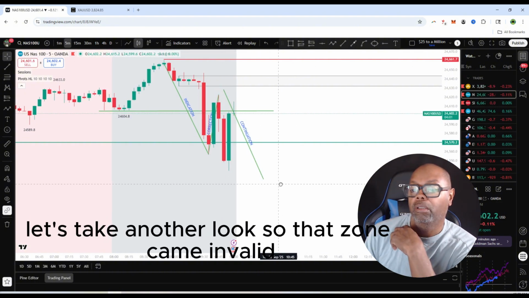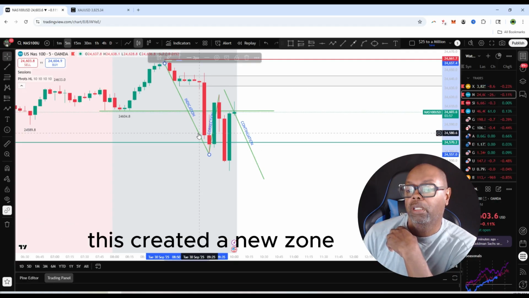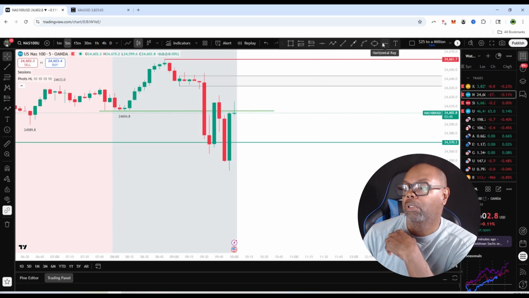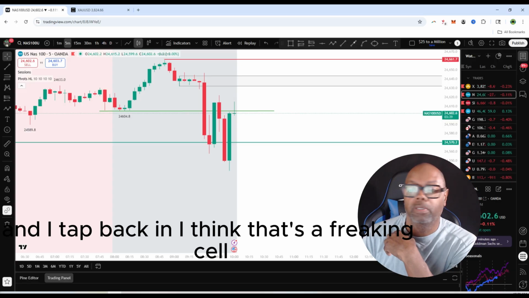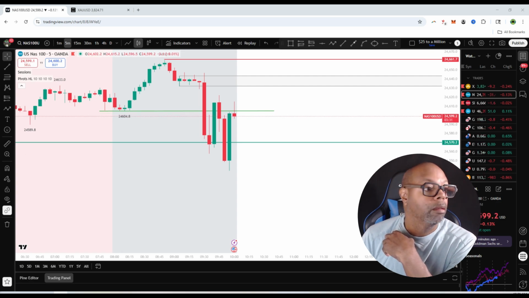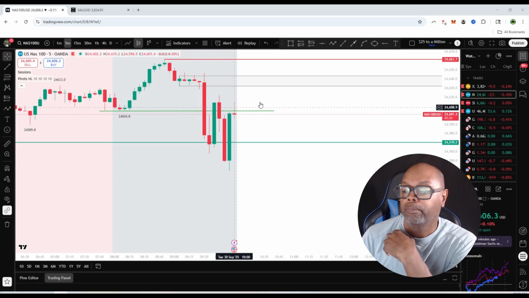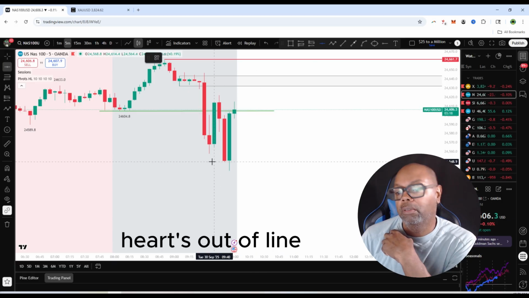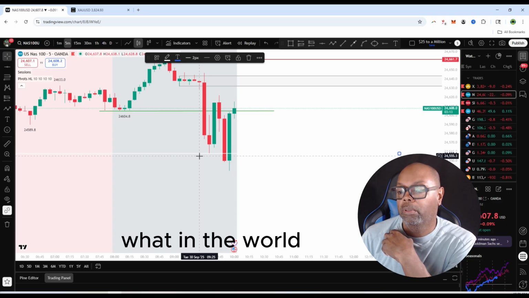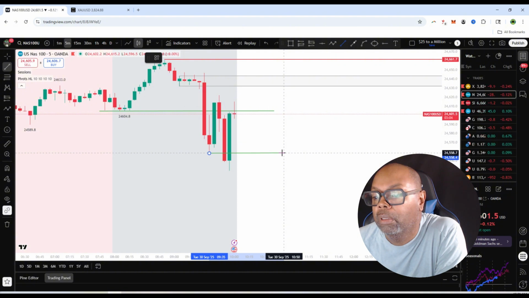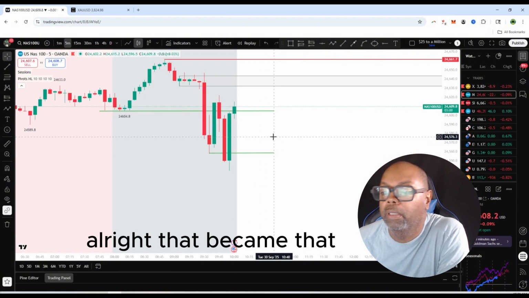All right, let's take another look. So that zone became invalid. This created a new zone. Get rid of that. Get rid of that. This created a new zone right here. And that tap back in. I think that's a freaking sell. So that right there. Pops out the line. What in the world? Okay, this is it. All right, that became that.